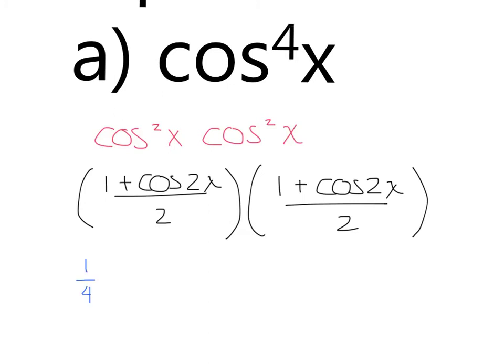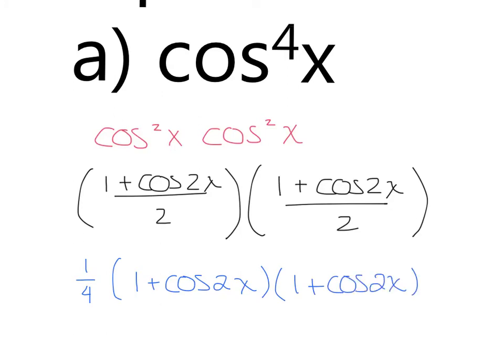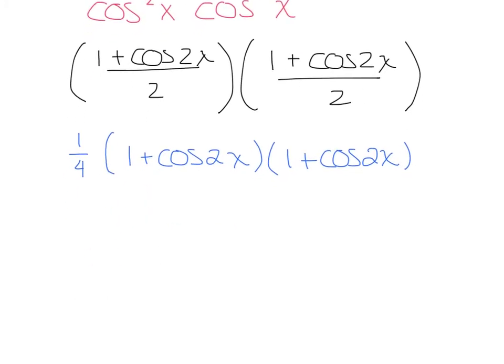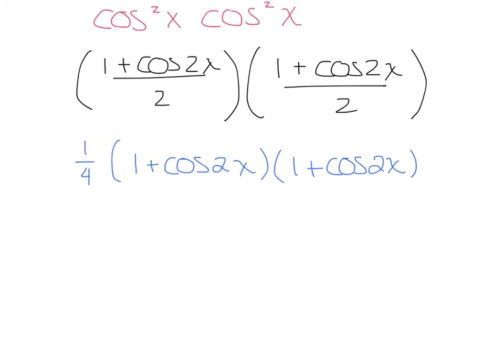I'm going to say hang out here, and I'm going to FOIL this. Okay? And I want to show you what happens when we FOIL that. So here I'm going to get 1 over 4 times 1 plus 2 cosine 2x plus cosine squared 2x.